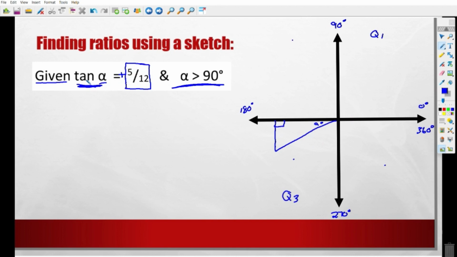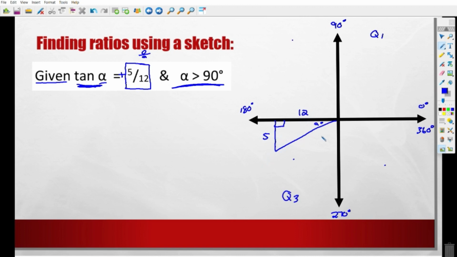So what is tan? Is it opposite over adjacent? It is exactly that: opposite over adjacent. So my opposite side, opposite this angle, is going to be 5, and adjacent to this angle, which is over here, is going to be 12.